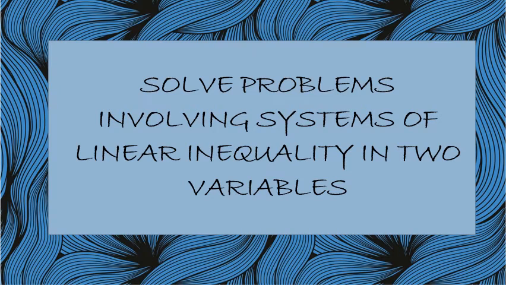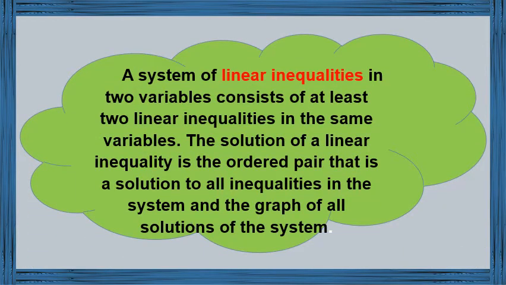Solve problems involving systems of linear inequality in two variables. A system of linear inequalities in two variables consists of at least two linear inequalities in the same variables. The solution of a linear inequality is the ordered pair that is a solution to all inequalities in the system and the graph of all solutions of the system.